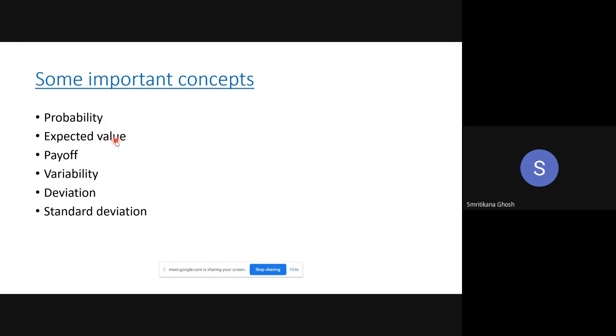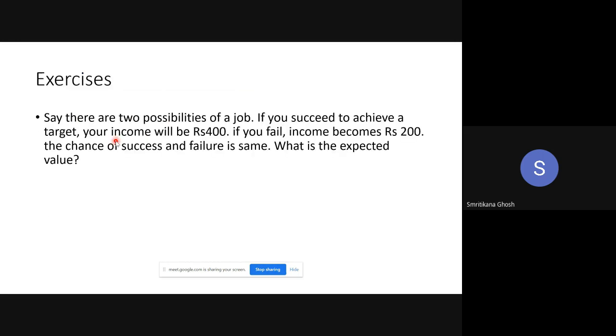In this chapter. Now look, I'm giving you one situation. Say there are two possibilities of a job. If you succeed to achieve the target, your income will be 400. If you fail, income becomes 200. So it's a target oriented job. The chance of success and failure is the same, 50% chance, 50-50. So 50% chance is there that we can achieve the target, and there is 50% chance that we will not achieve the target. Equally possible. Then what is the expected value?